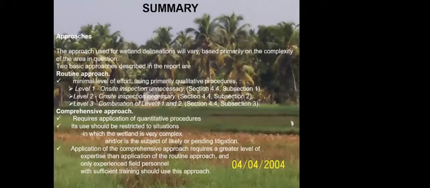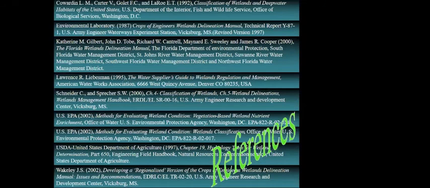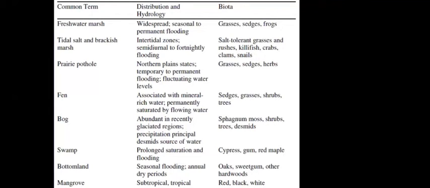So now, keeping this in mind, wetland hydrology. What is the necessity of these wetland hydrology studies? The common terms, which you might have heard, or I've already pinpointed: freshwater marsh, fen, bog, swamp. So what is the distribution of hydrology? It is widespread, seasonal to permanent flooding, intertidal zones. All these are the wetland hydrological characteristics, and it is supported by biota, that is vegetation and other species. Biota such as the grasses, sedge, and frogs. You can find them in the marshes, and in the fen: sedge, grasses, shrubs, and trees. In the bog, you will find sphagnum moss and so on. So that is the main characteristics.